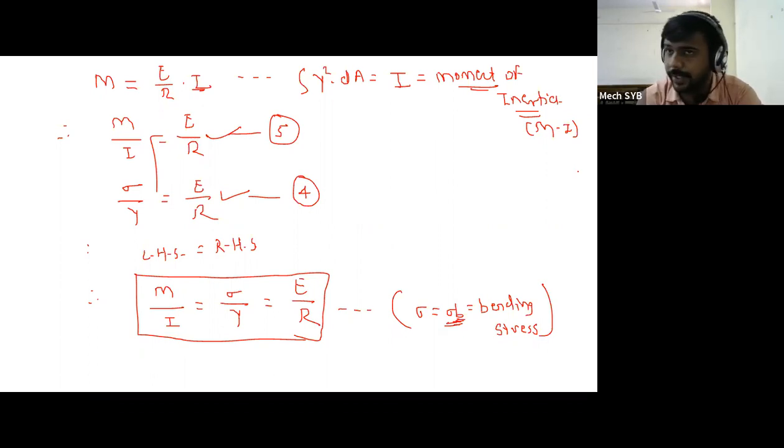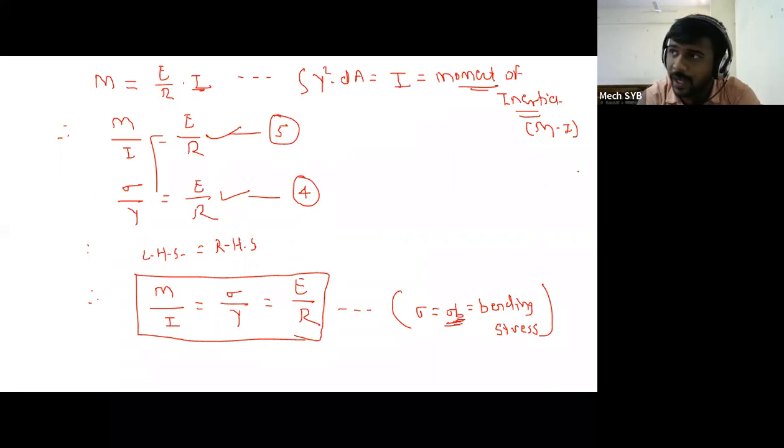Y is equal to the centroidal distance of the particular section. म्हणजे त्या sectionचा particular CG म्हणजे center point थोडक्यात. Because CG is always concentrated at the center point of the section. Therefore, y is equal to the centroidal distance of the particular section. Capital E is equal to Young's modulus. And capital R is equal to radius of curvature.